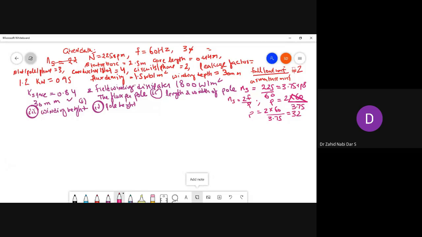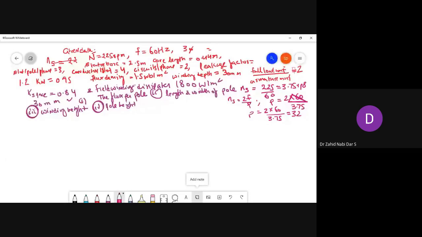Now the total number of slots. If you have to calculate the total number of slots, that would be equal to slots per pole per phase, that is 3, into 32 per phase. And every circuit is having 1/2, 2 circuits per phase, because of that this 1/2 comes. So this is around 336.